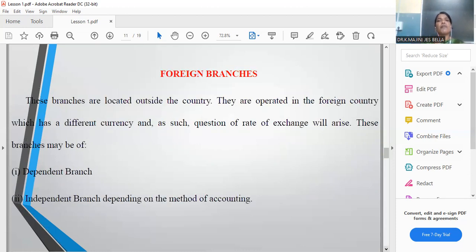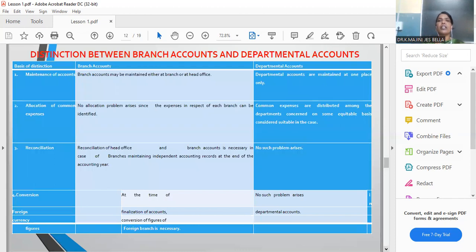Next, we can see the foreign branches. What are foreign branches? These branches are located outside the country. The head office is in one country. The branches are located in another country. That is the foreign branches. They are operated in a foreign country, which has a different currency, and as such the question of rate of exchange will arise. Definitely, this question will arise. So these branches may be dependent branches or independent branches. This is based on the method of accounting.